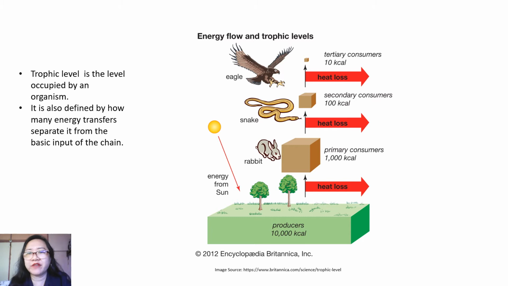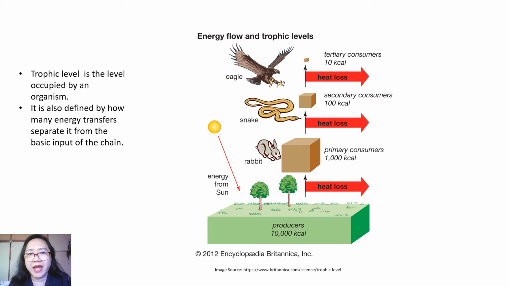What happens to the energy as it moves up the trophic level? The energy decreases as it moves up the trophic level. Why? Because energy is lost as metabolic heat. As the organisms do things for survival like hunting for prey, energy in the form of heat is lost.